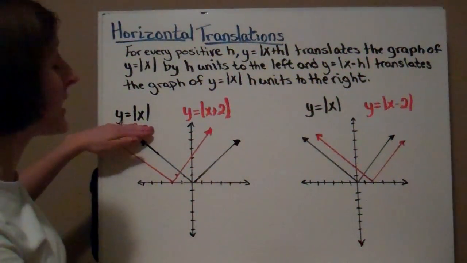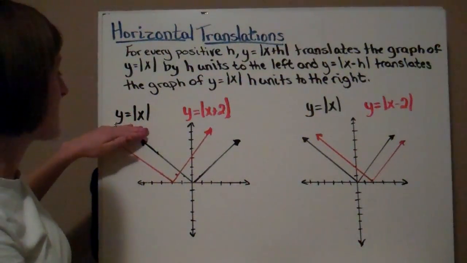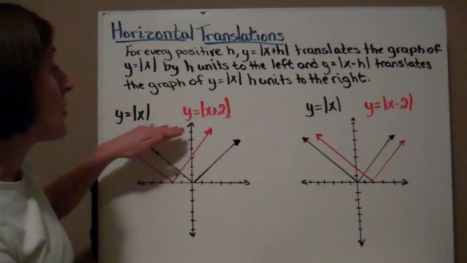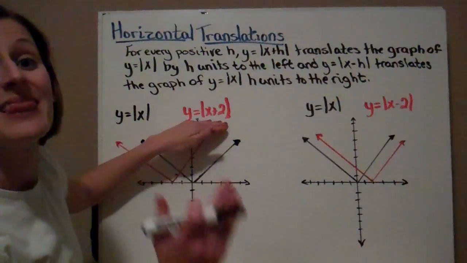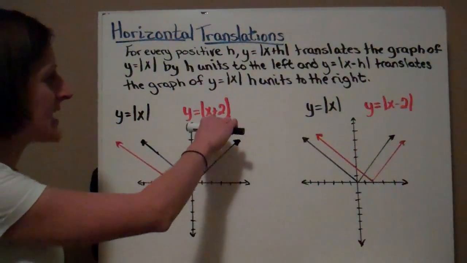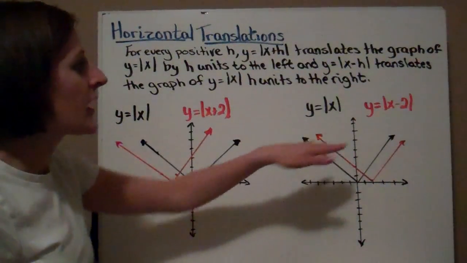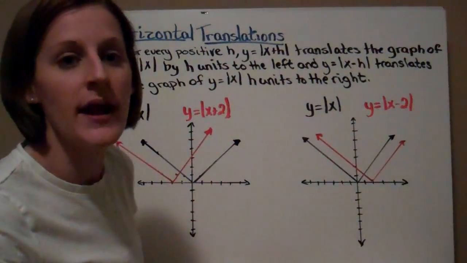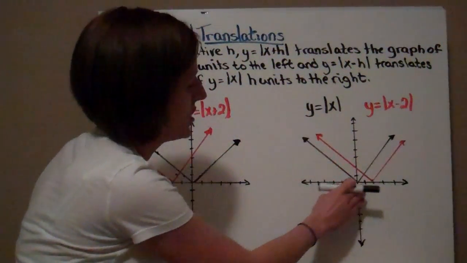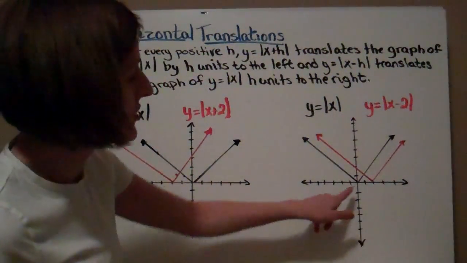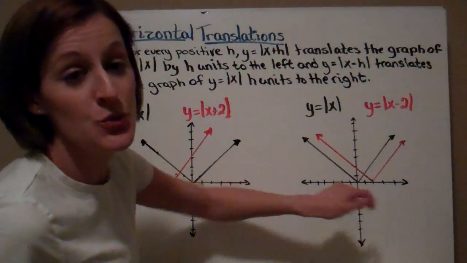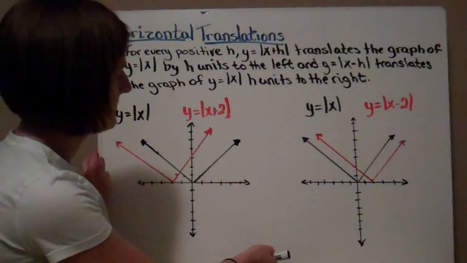So this is my original equation, y equals the absolute value of x. This one is going to move it left 2 places because I have plus 2. Notice the vertex has gone left. This one is going to go right because I'm subtracting 2. So I'm going right 2 places. Notice the vertex goes 1, 2 places right.